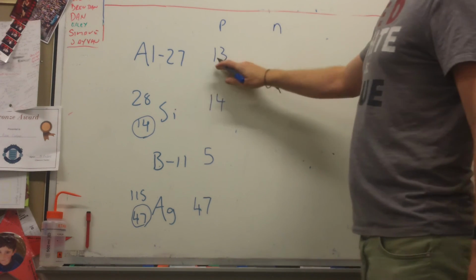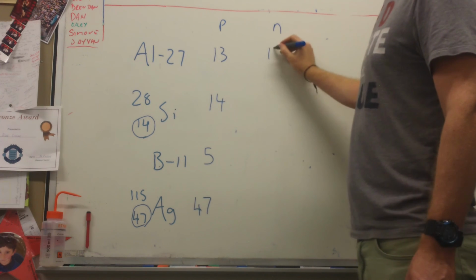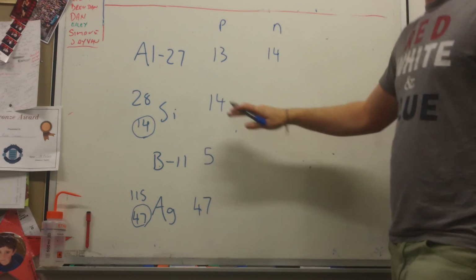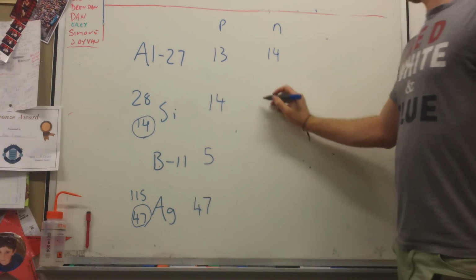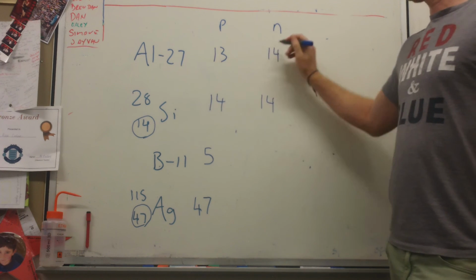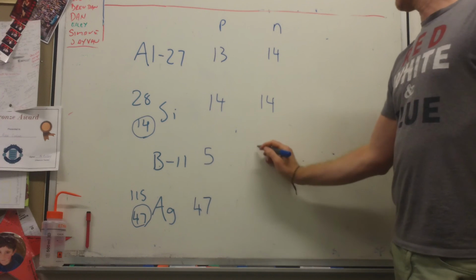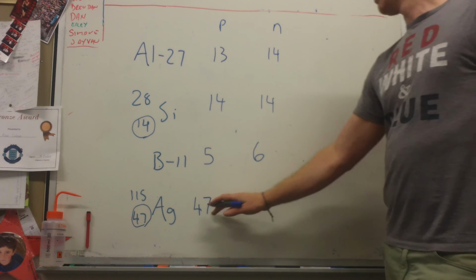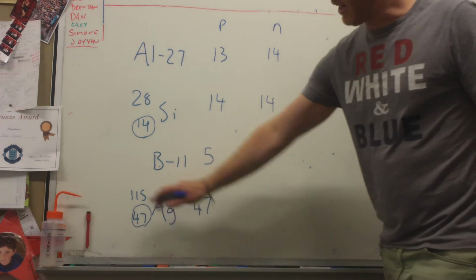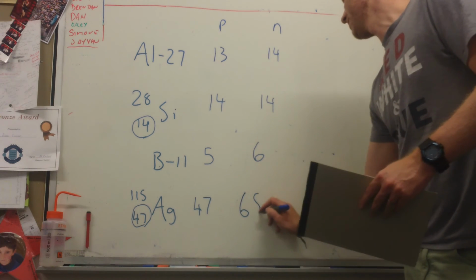Neutrons, we have 13 protons. We have to get to 27 in total with our neutrons. That becomes 14. 14 needs to get to 28. So again, we have 14 neutrons. Again, noting that we've got different elements, same number of neutrons, it is possible. Boron needs to get to 11, so it's 6. And we've got 47, we need to get to 115 for our silver, so it's 68.